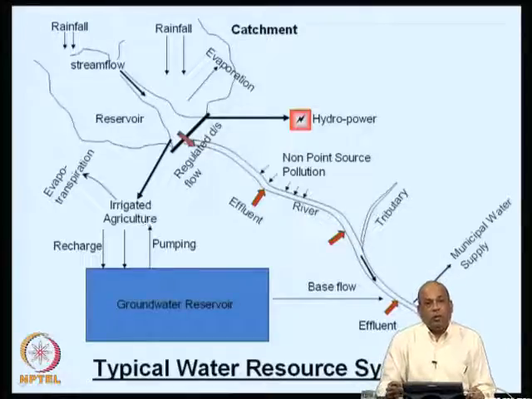Now, this is a typical water resource system where there is an interaction among large number of hydrologic variables. As you can appreciate, the rainfall in the catchment area is governed by some random variations, and therefore, the stream flow that joins the reservoir that contributes to the inflow of the reservoir also becomes a random process, random variable.